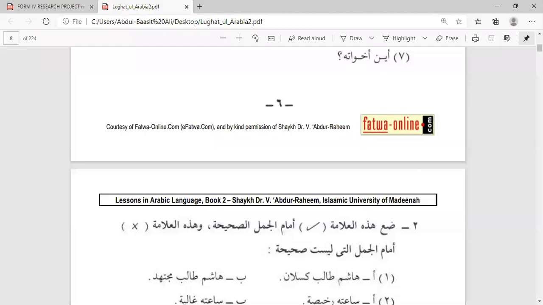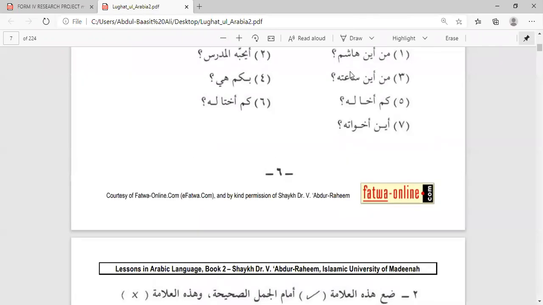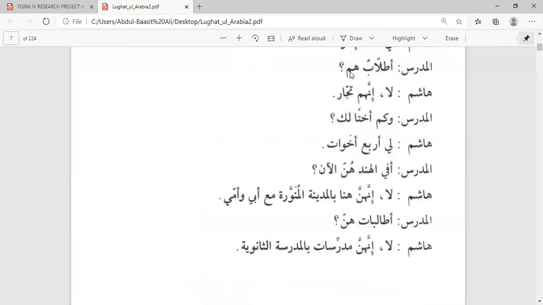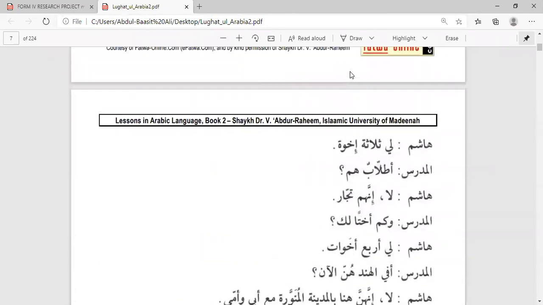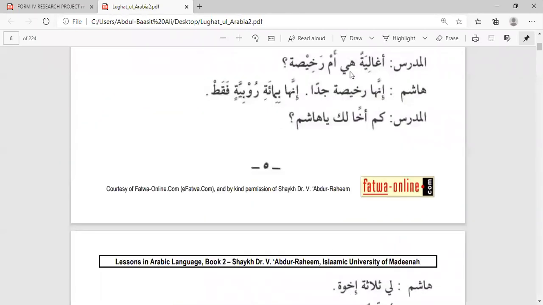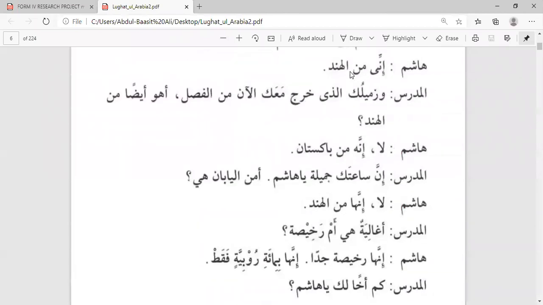Beginning lesson 2. We're not going to go through anything in lesson 1 again, but just to refresh our memories as to what we covered in lesson 1. Remember, this is book 2 of the Medina books.